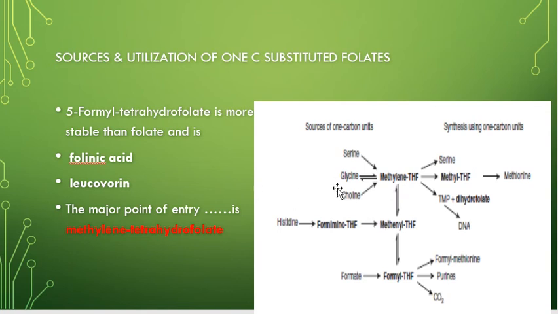However, the function of the active form of folic acid is involved in one carbon metabolism. In one carbon metabolism, there are various moieties of one carbon, as shown in the earlier slides, and they are derived from various sources such as serine, glycine and choline. The point of entry in one carbon metabolism is methyl tetrahydrofolate.